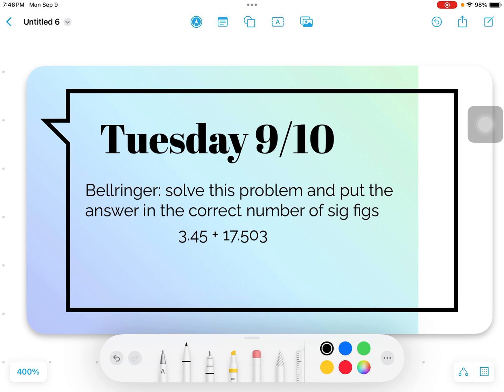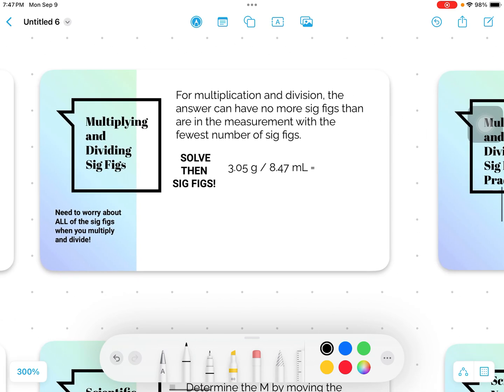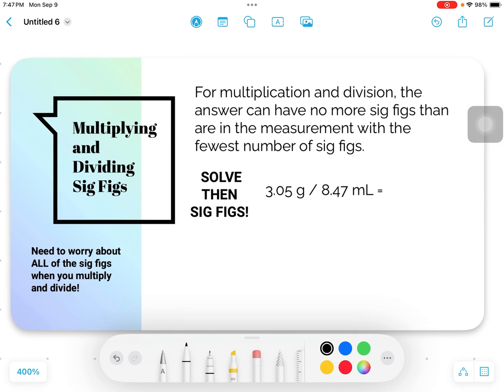All right, hello everybody. So today we're going to get into our last little chunk of notes over sig figs and scientific notation. Hopefully the scientific notation should be a review from math class, but we will review how to go from standard form to scientific notation and then backwards as well. We're also going to talk about how to multiply and divide sig figs. Okay, so multiplying and dividing sig figs.